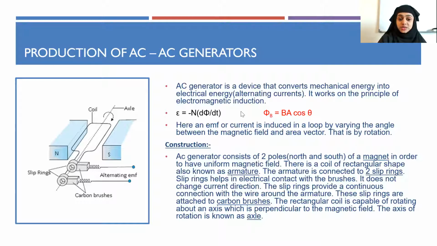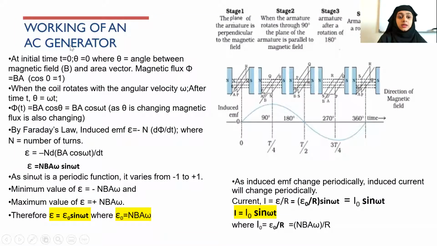So you must be knowing these two equations. Now let us see the working of an AC generator. So you remember the equation, right? Phi is equal to BA cos theta. Now, initially, when the time is 0, theta is 0, which means the magnetic field and area vector are in the same direction. See, look at this figure.